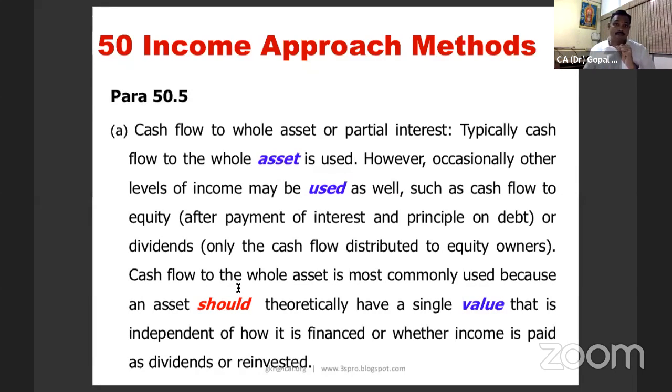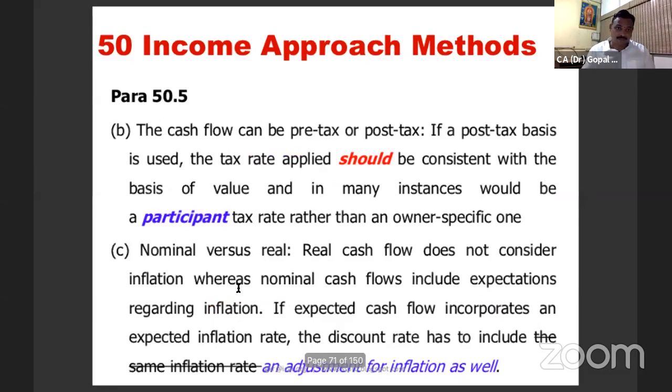So, very interesting. Now, how do you do that? Typically, cash flow to the whole asset is used. However, occasionally other levels of income may be used as well, such as cash flow to equity or dividend. Cash flow to the whole asset is most commonly used because an asset should theoretically have a single value, independent of how it is financed. But there are situations where one business vertical alone will actually be sold. Then you need to do the valuation of the cash flow of that particular vertical only. So, partial interest. Should the cash flow be pre-tax or post-tax? If post-tax is used, the tax rate applied should be consistent with the basis of value, and in many instances would be a participant tax rate rather than the owner-specific one.